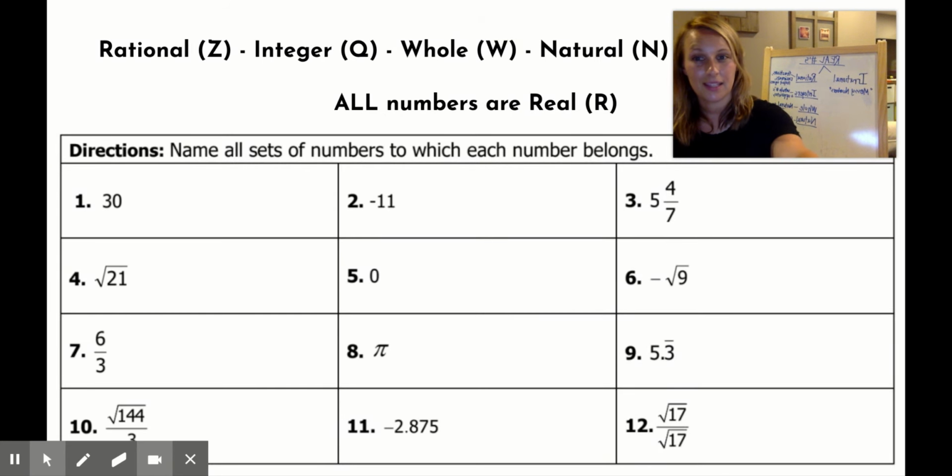We're going to take a minute to just try and classify these numbers in a couple of different ways. So the directions here say name all sets of numbers to which each number belongs. And so your job is to look at that number. Number one, simplify it if you can. That's going to be important. And then classify it. For example, the number 30.